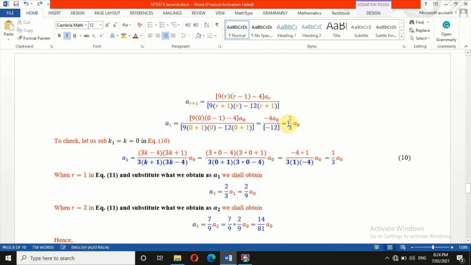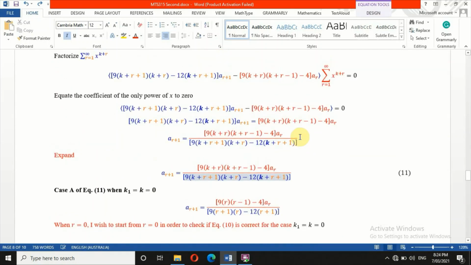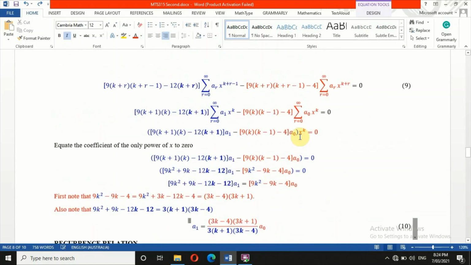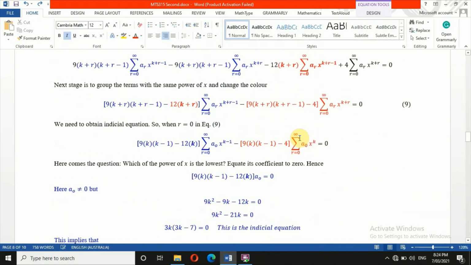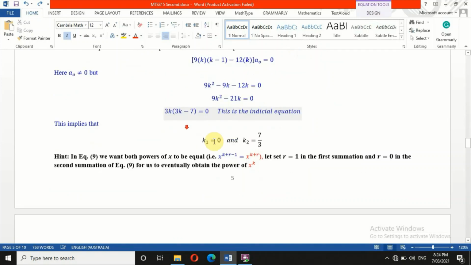You now see that both of them are the same thing. So what I'm trying to tell you now is this. This method is very simple, but the only thing you need to do is this. By the time you have your normal, by the time you substitute everything and you factorize, you have this equation. Set r equals 0 to get your indicial equation. From your indicial equation, you get your k.